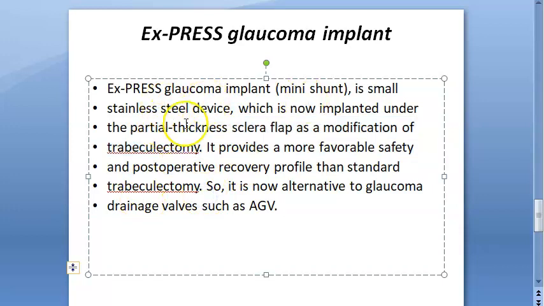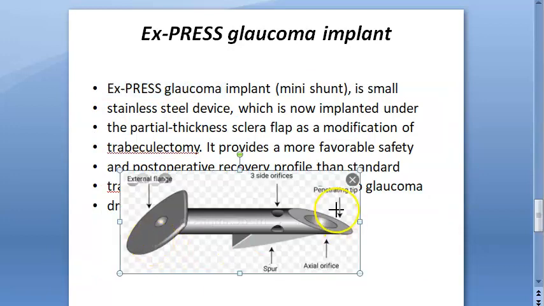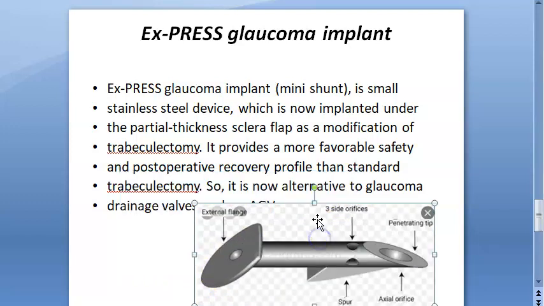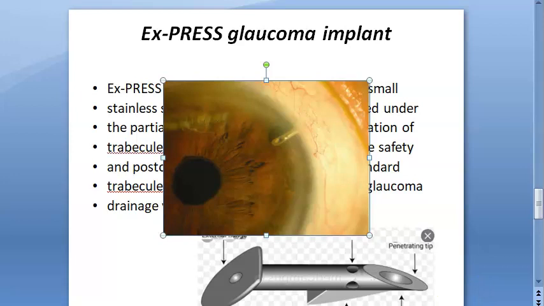So where are they putting it? Under a partial thickness scleral flap. It provides a more favorable safety and post-operative recovery profile than standard trabeculectomy. Instead of the Ahmed glaucoma valve and all, they prefer this Express glaucoma device. Look at this stainless steel device. Here there's a penetrating tip and this is an external flange. There's a spur here, 3 side orifices, an axial orifice and some other orifices. Looks like this is how it looks.